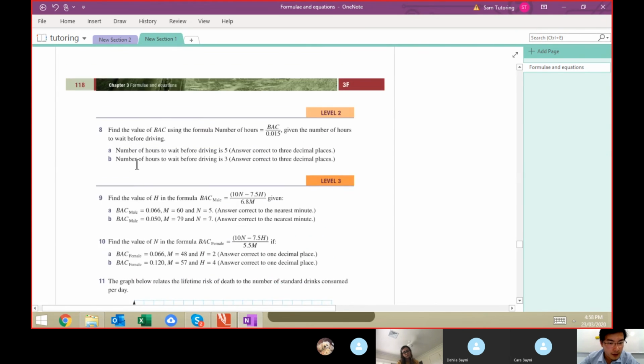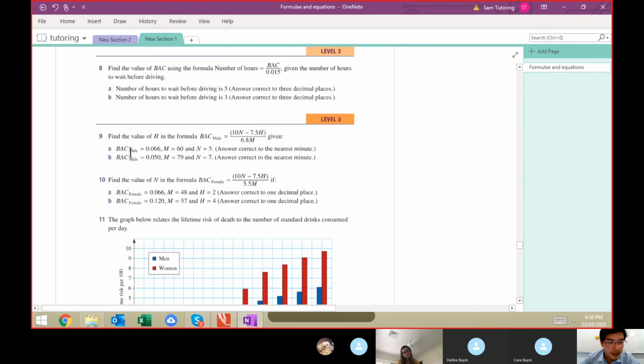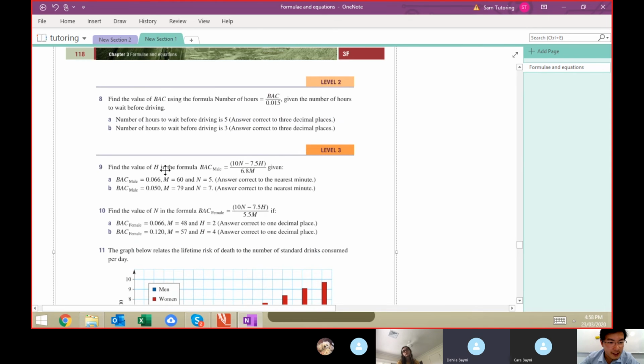Has anyone here worked backwards from BAC before? I think so. Okay. We're going to do one example for males and one example for females, to get a feel for how to do these types of questions. Question 9A. We have to find H. And what's H again, everyone? Hours. So we have to find how many hours this hypothetical situation occurs.